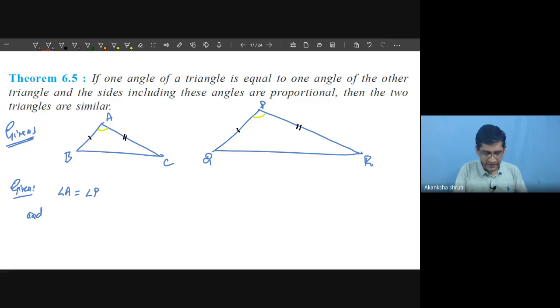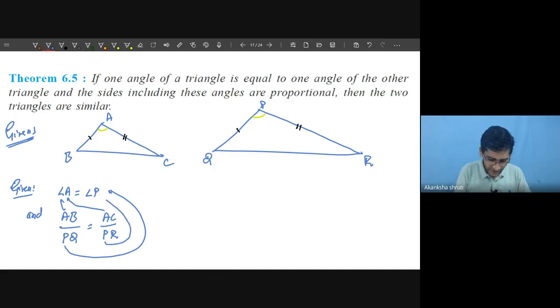including this angle, the ratio form means start with the vertex A, AB, start with the vertex P, PQ, is the same as the same angle. What is A? Means the same vertex. This vertex must be common. So AC by PR. Here this A indicates that this A is the included angle, and here this P indicates that this P is the included angle for triangle PQR.